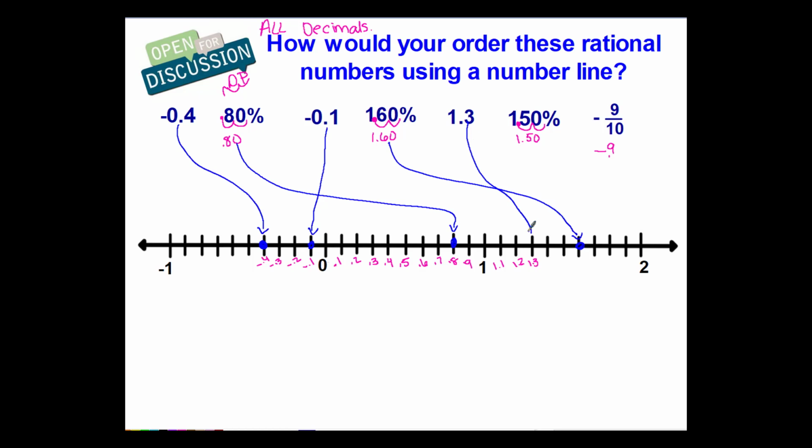1.3, 1.5, so that's 3, this is 4, and this is 5, and -0.9. That would be all over here. 0.4, 0.5, 0.6, 0.7, 0.8, and 0.9. Yes. And there, that's all we have to do.